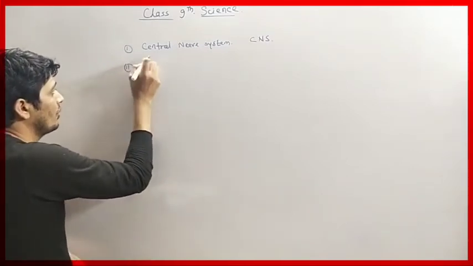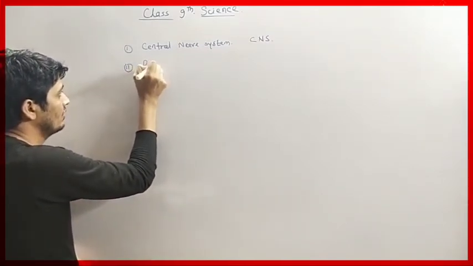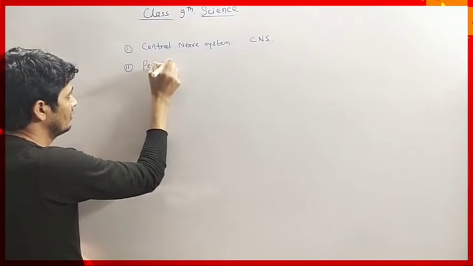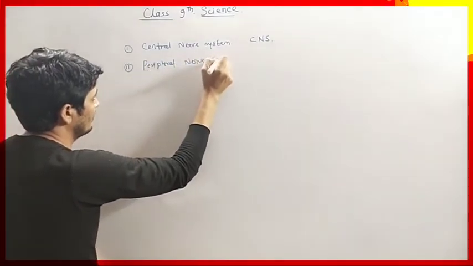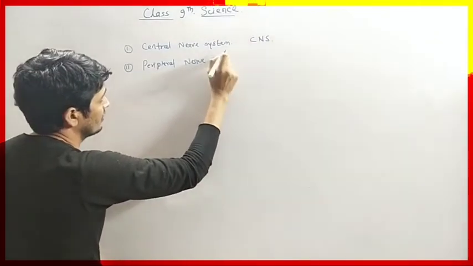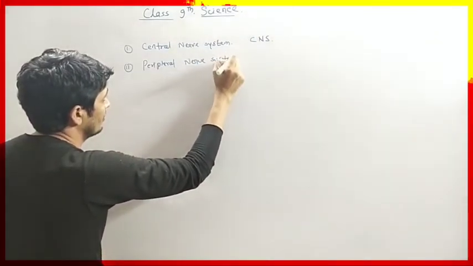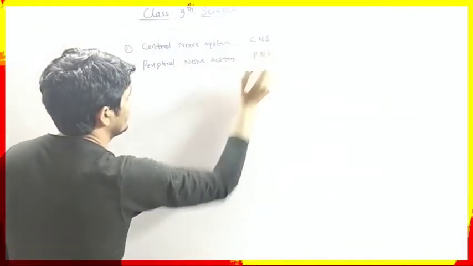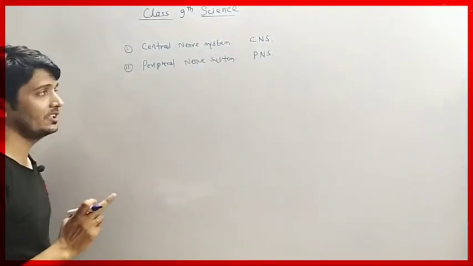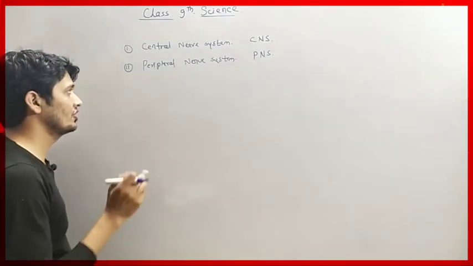Second we have the peripheral nerve system. In short, हम इसको PNS भी कहते हैं. What is PNS? It is peripheral nerve system.